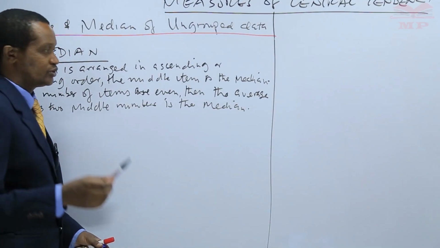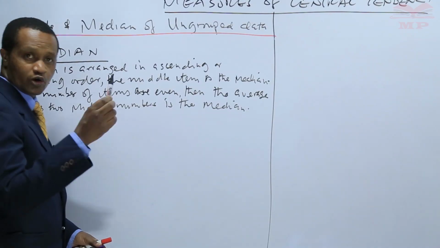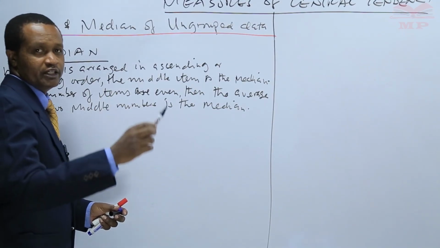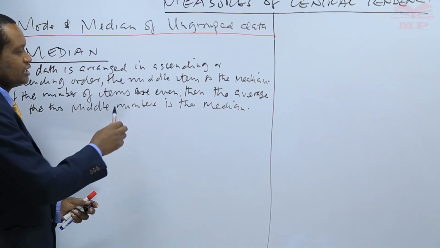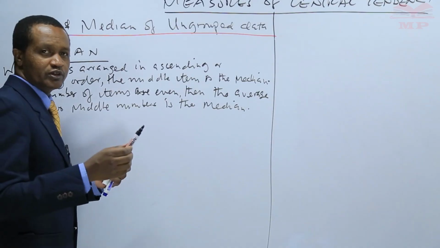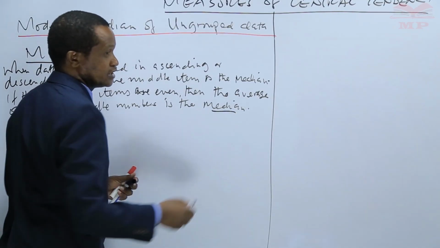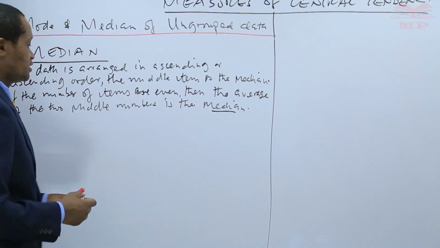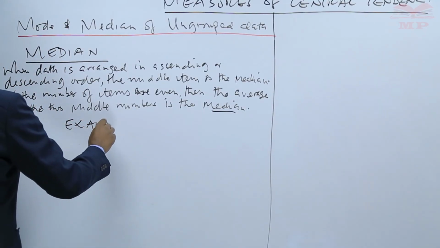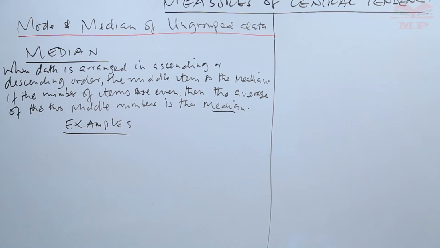So there are two scenarios. If the number of items is odd, then the middle value will be the median. But if the number of items is even, then the average of the two middle numbers will be the median of that set of data. So let's have some examples. I write the examples on the board.